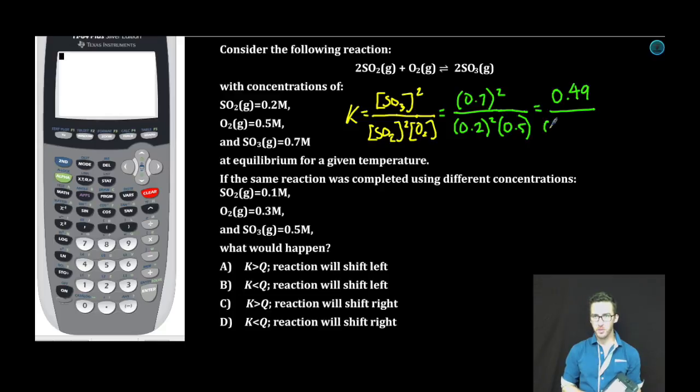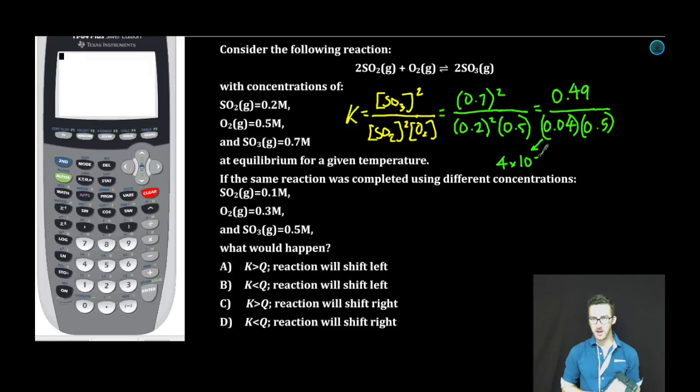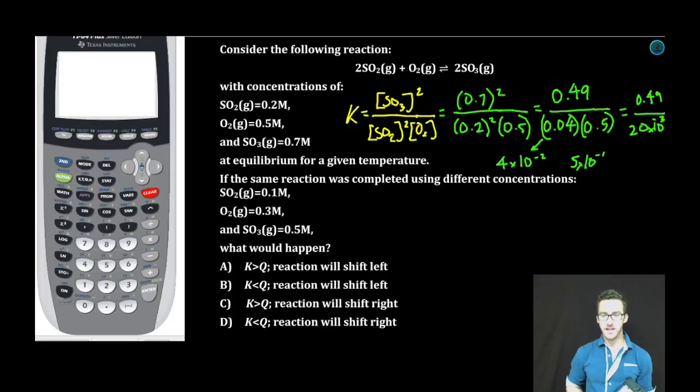That's going to equal 0.04 times 0.5. Okay, now I encourage you to use scientific notation if this is confusing for you. This is really 4 times 10 to the minus 2, and this is really 5 times 10 to the minus 1. Now just multiply your coefficients. 4 times 5 is 20 times 10, add your exponents, to the minus 3. So we've got 0.49 over 20 times 10 to the minus 3.